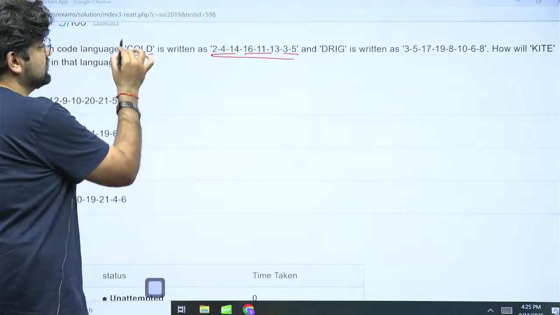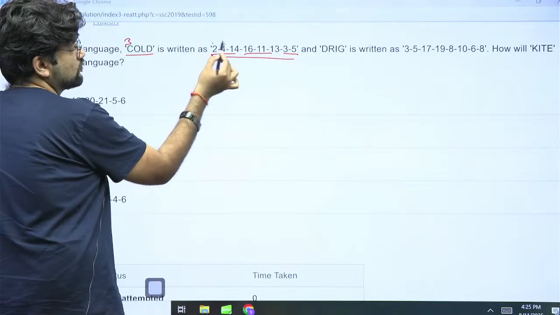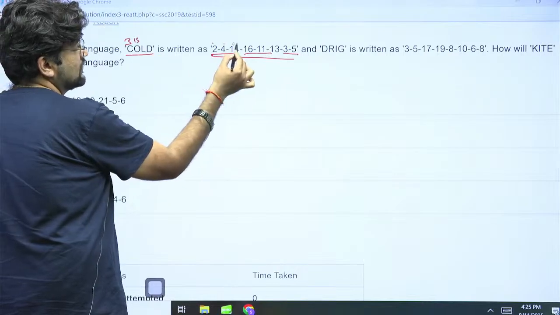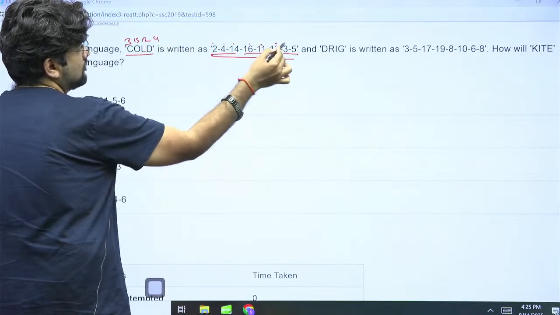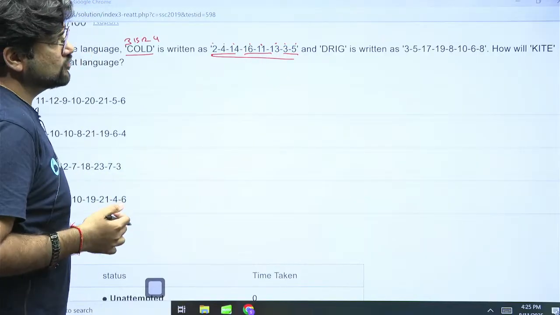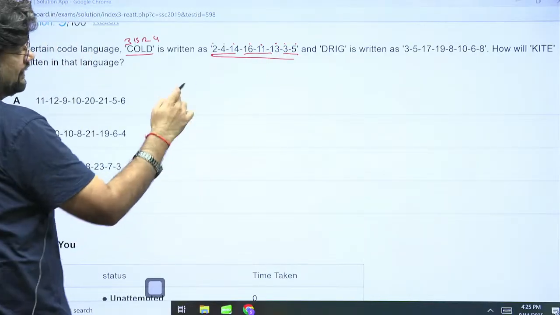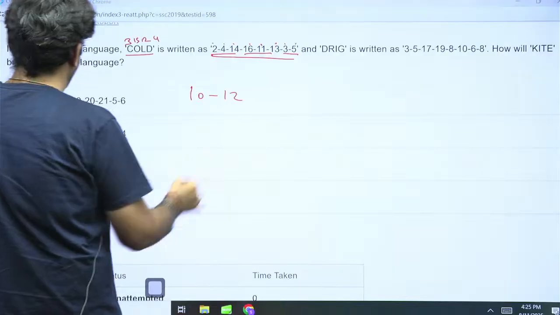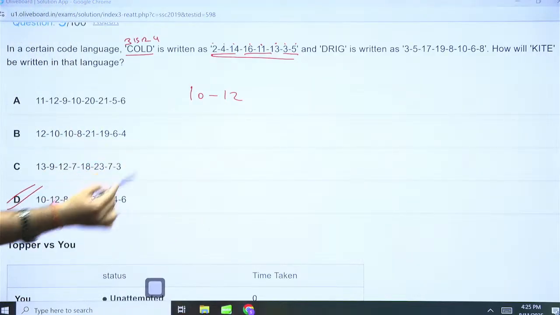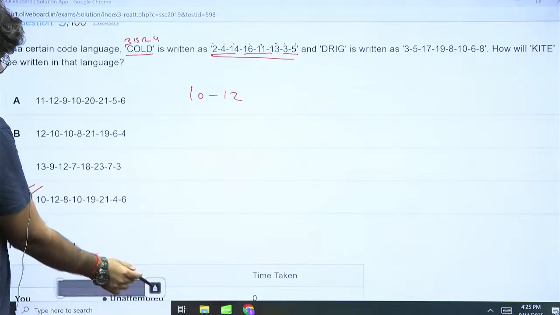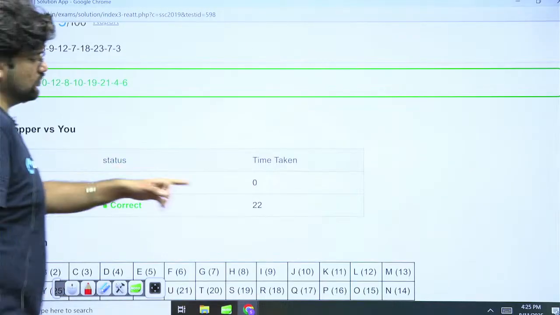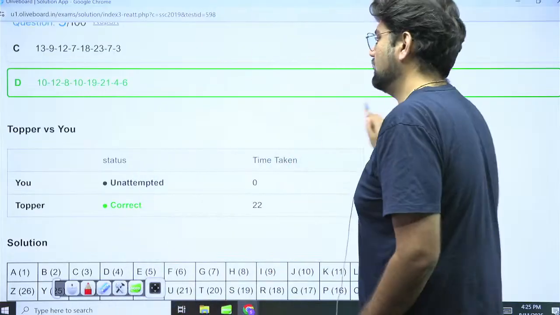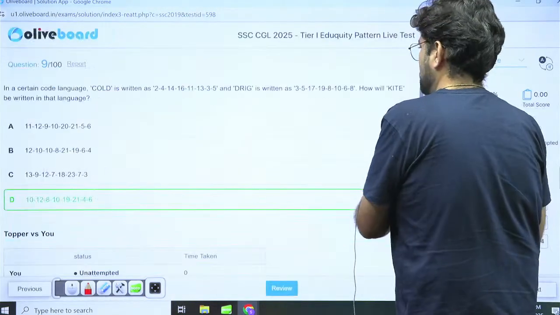And if you observe, this is 3. This is minus 1 plus 1. This is 15 minus 1 plus 1. This is 12 minus 1 plus 1. This is 4 minus 1 plus 1. This is pretty easy. So what is the code for kite? So 11 minus 1 plus 1. 10, 12. Only one option. So option D is the right answer. Okay. 22 seconds. Good job. Right? That's how you save time.